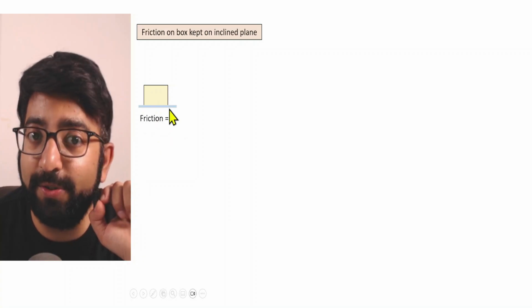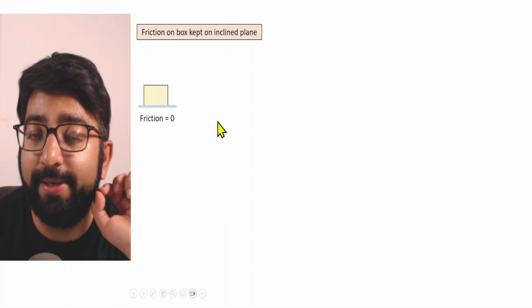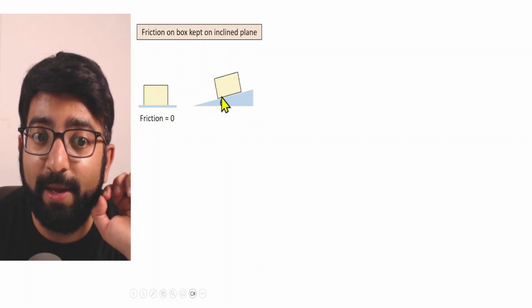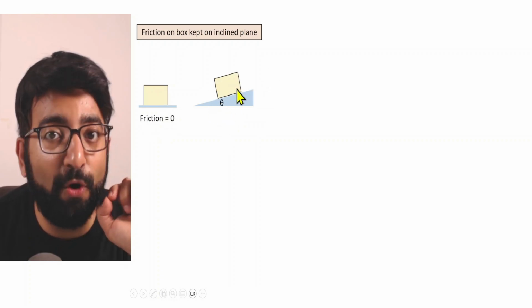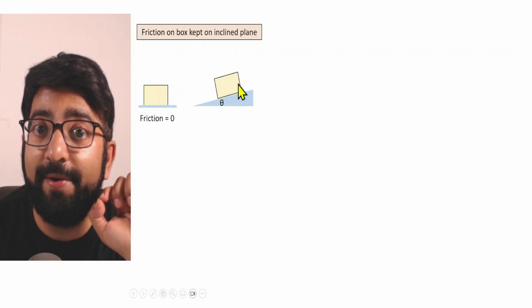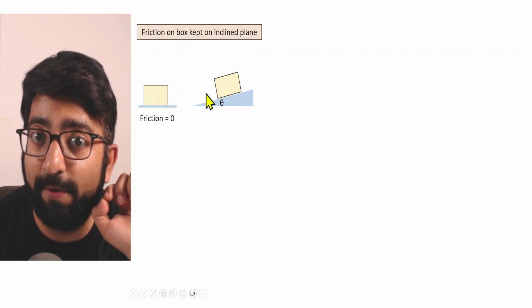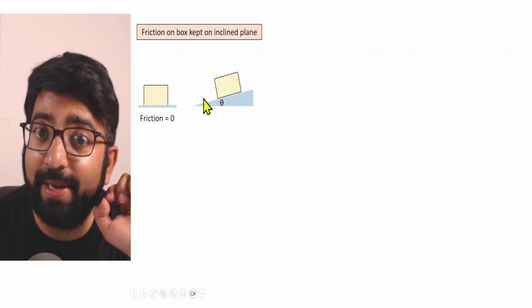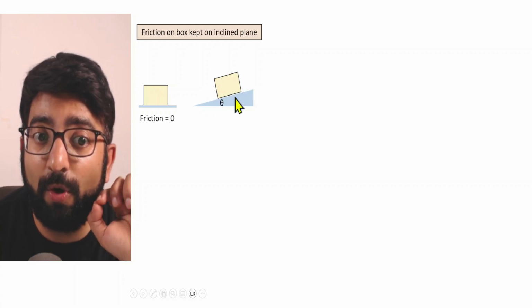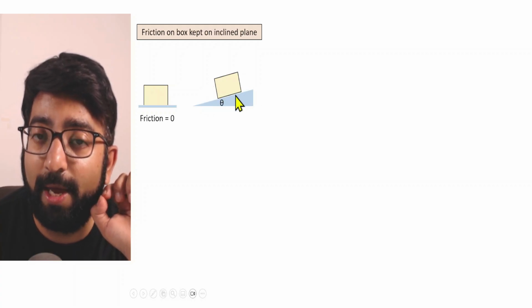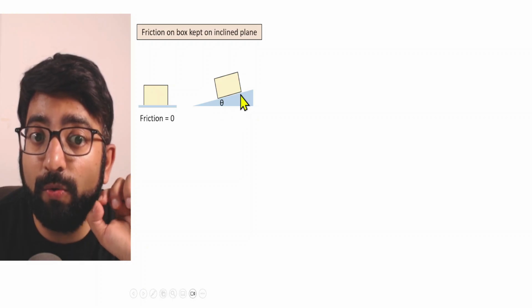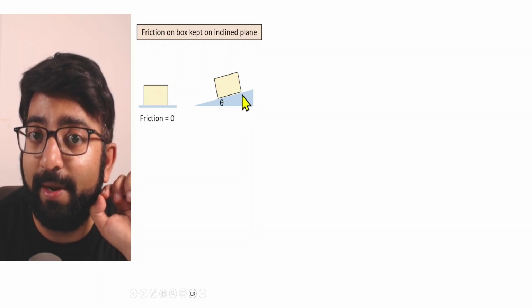Now, instead of this horizontal surface, let's say the same block is kept on an incline where the angle of inclination is theta. Now, if you observe carefully, the block will have a tendency to move downwards because of gravity. But will it actually slide down or not? That depends on how much friction the surface of this incline can provide.